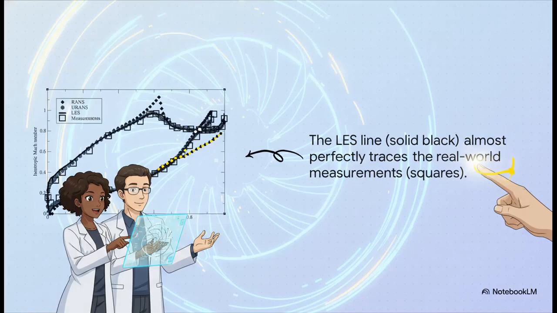So let's move from pictures to cold, hard numbers. This graph shows the pressure distribution along the blade's surface. The squares, that's the real-world data from the lab. Now look at the lines. The diamonds and circles, that's RANS and URANS, they miss the mark in some really key areas. But that solid black line representing LES, look at that. It is practically tracing the experimental data. It's an almost perfect match.